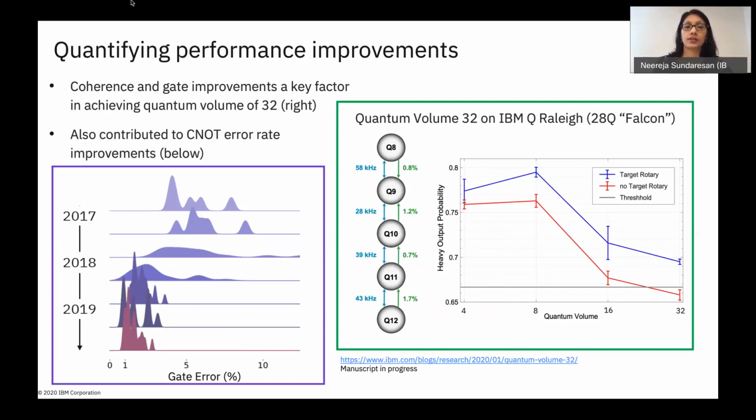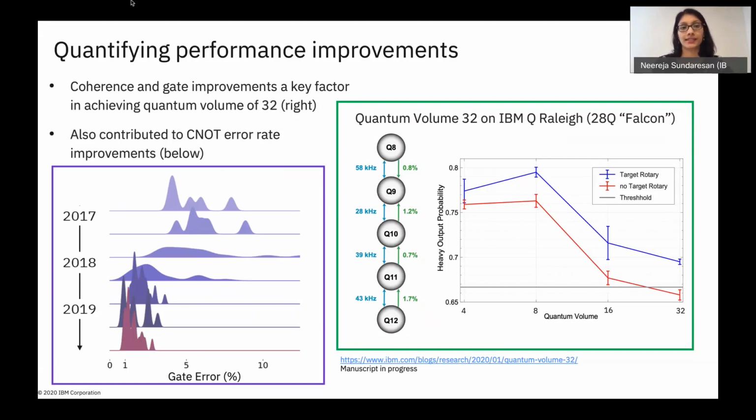Notably, all the improvements I've highlighted in this talk have significantly contributed to the yearly doubling in quantum volume, including the recent 32 measurement on the 28-qubit Raleigh device. So my colleague here measured the heavy output probability up to quantum volume 32. In this plot, we're highlighting that in addition to all those changes, the additional target drive really boosted the heavy output probability for QV32.